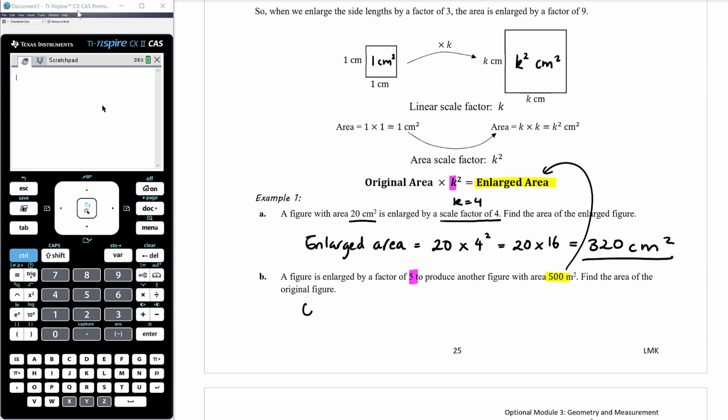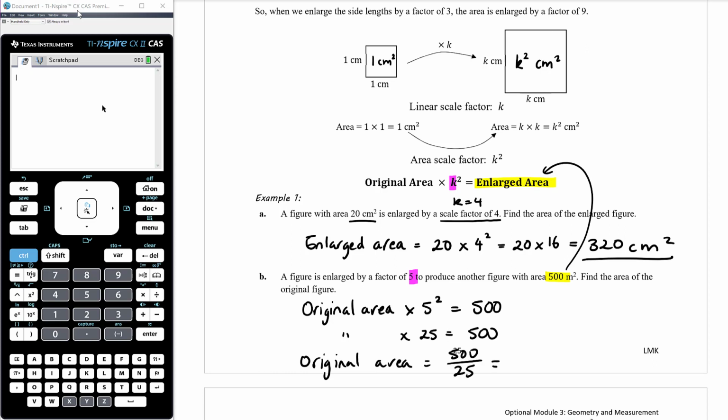Okay, so we know that the original area multiplied by the scale factor squared is equal to the enlarged area. Okay, so the original area times 25 equals the enlarged area, and so therefore the original area is going to be 500 divided by 25. So that's going to be 20. And units, metres squared in this problem. Okay, so if we took 20 and multiplied it by 5 squared, multiplied it by 25, we would get 500.